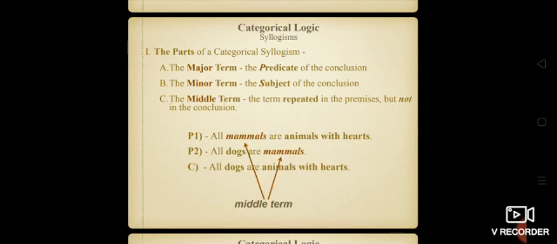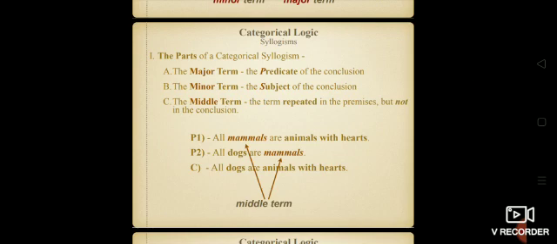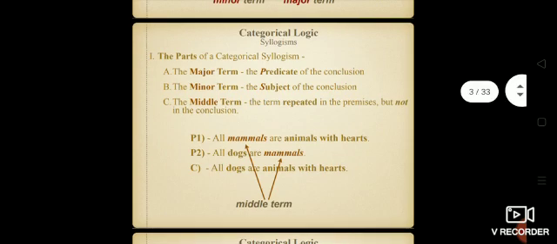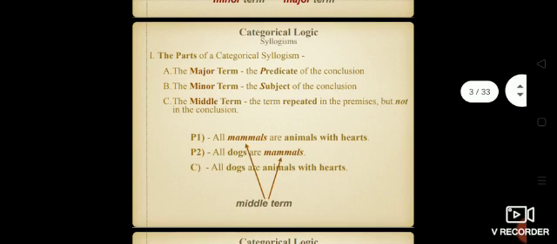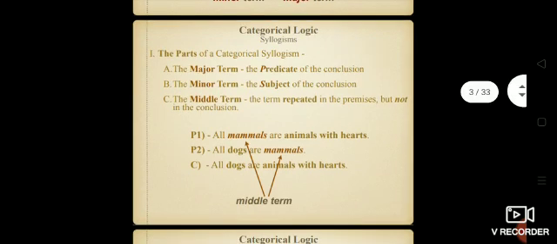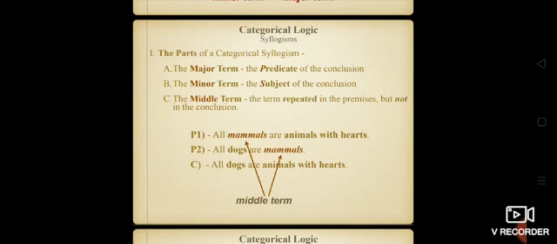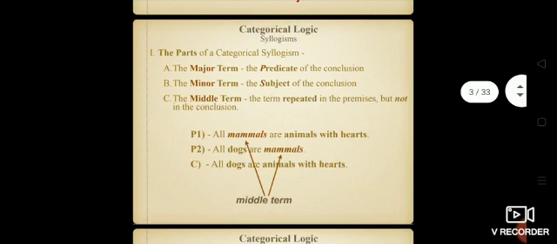So here premise 1 is the major premise. P2 is the minor premise. In the conclusion, we always take the predicate from the major premise, the first one. So animals with hearts is the predicate in the conclusion, and the minor term from premise 2 is the subject of the conclusion. What is the subject in premise 2? All dogs. So the answer is all dogs are animals with hearts.